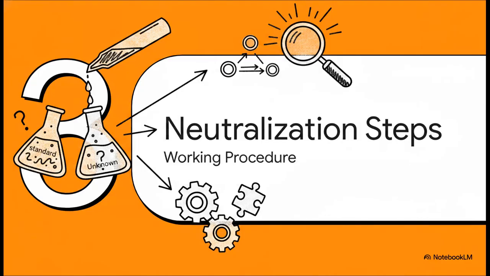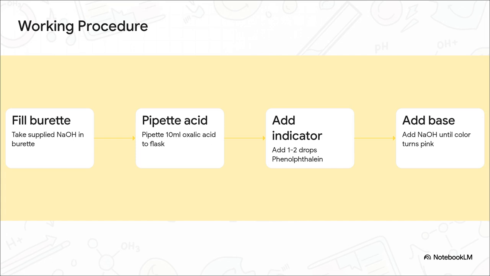Okay, let's get into Part 3, step-by-step neutralization, our working procedure. So, the interrogation begins. Step 1, we fill the tall burette with our unknown sodium hydroxide. Step 2, we use our pipette to place exactly 10 milliliters of our known oxalic acid informant into the conical flask below.